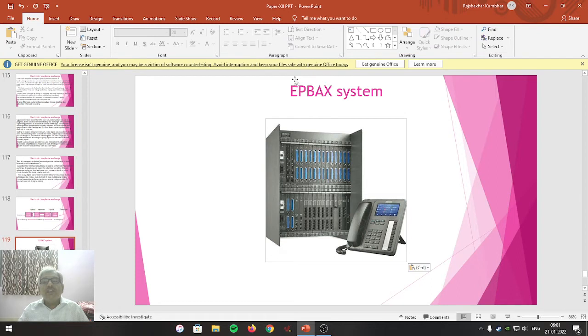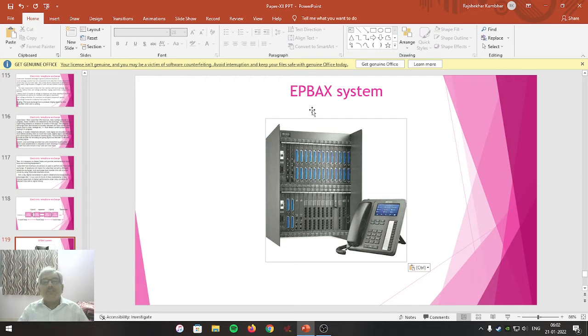It means it is a mini telephone exchange which is established to govern the communication within a particular region or within a particular area or within a particular campus. And this mini exchange is connected to the main telephone exchange which is present in that particular area.